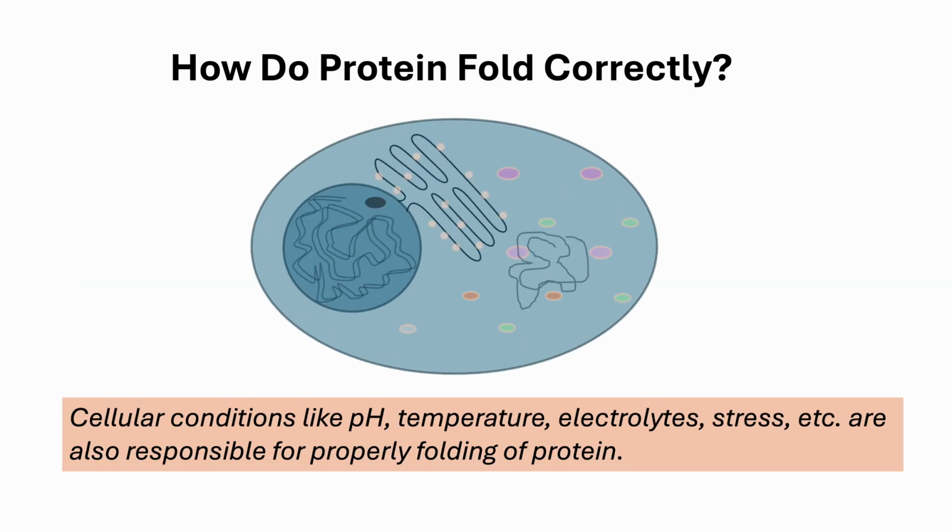Proteins need the right environment to fold properly. Inside our cells, factors like pH, temperature, and even stress levels create the conditions for folding. For example, a slightly acidic or basic pH can change how protein parts interact, while the cell's temperature around 37 degrees centigrade in our bodies helps them form their correct shape.